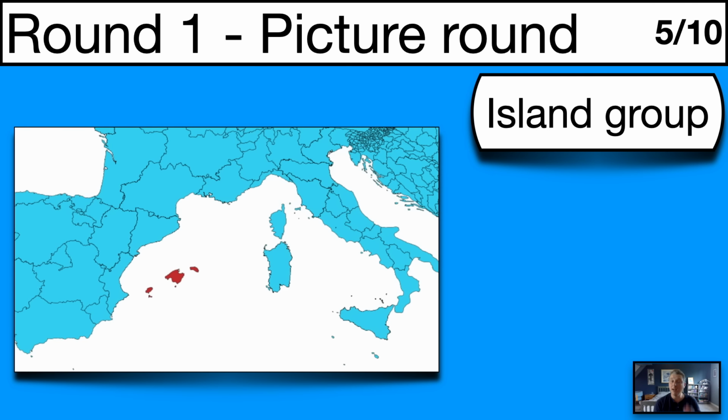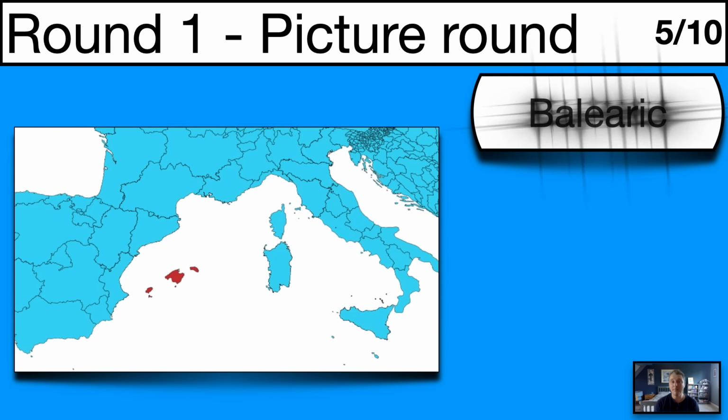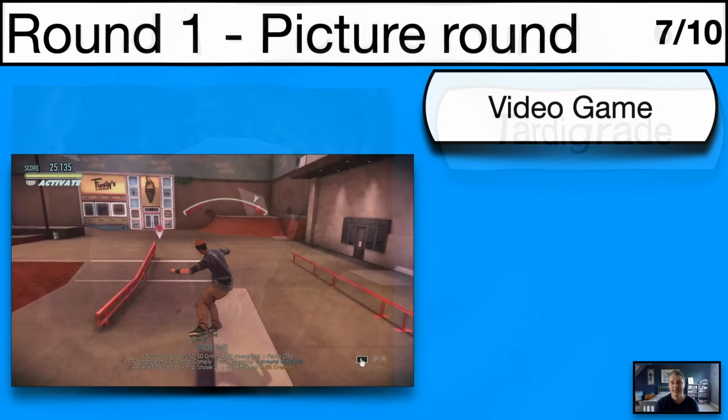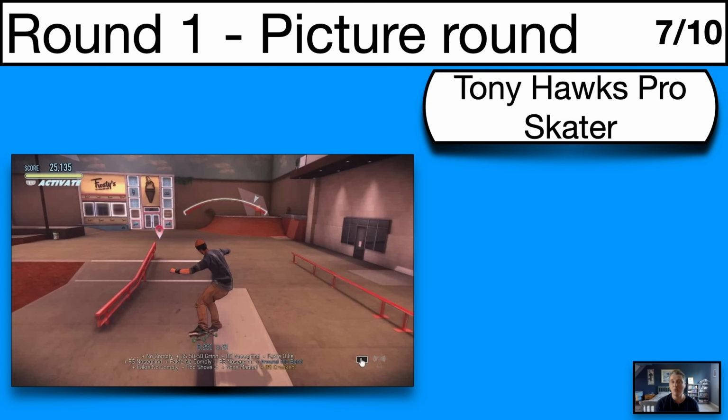And number five, the island group is the Balearics. Number six, the animal is a tardigrade, also known as a water bear. So you get a point if you put water bear. And number seven, the video game or the video game series, it is Tony Hawk's Pro Skater.